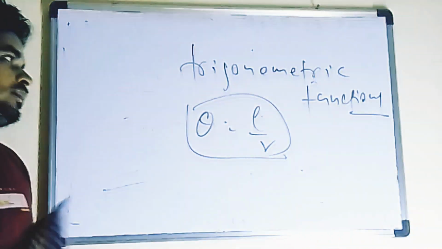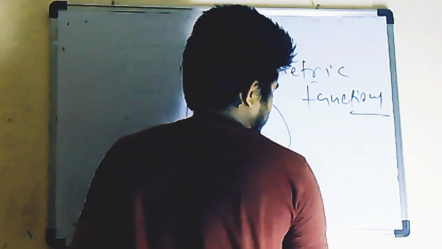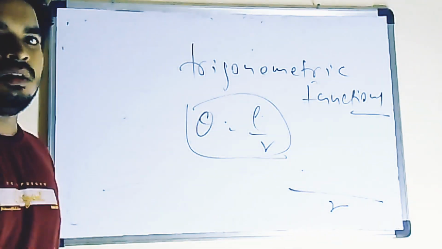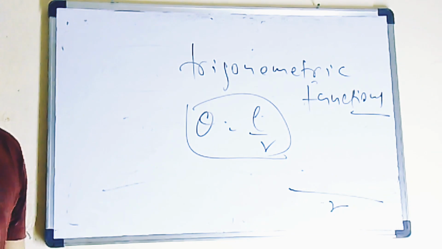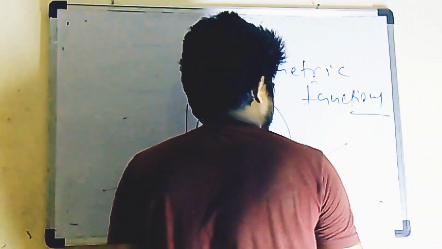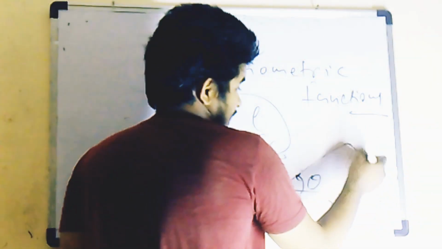If you understand the concept of theta equals L by R, what is theta equals L by R? Suppose there is a radius R and you go by an angle of theta, in clockwise or anti-clockwise direction, it's your choice. Right now I'm going in anti-clockwise direction by an angle of theta. So what is this length? This length is L.